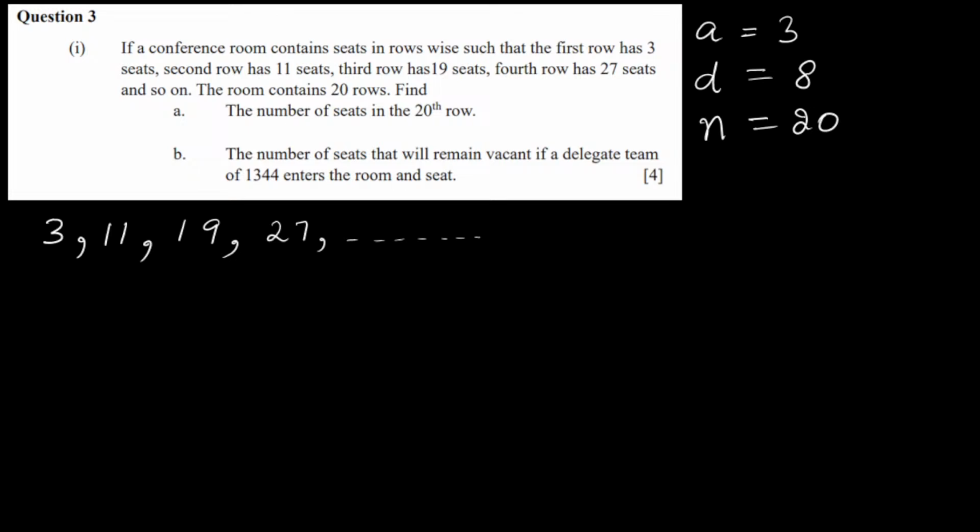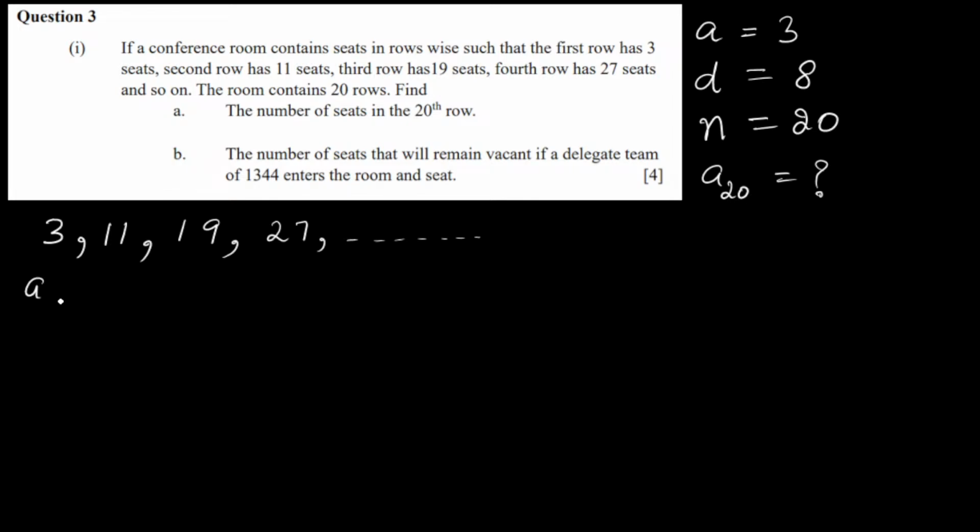Now we have to find the number of seats in the 20th row. What does it mean? In the 20th row, how many seats are there? What does this indicate? Yes, we have to find A20. So the 20th term we have to find.